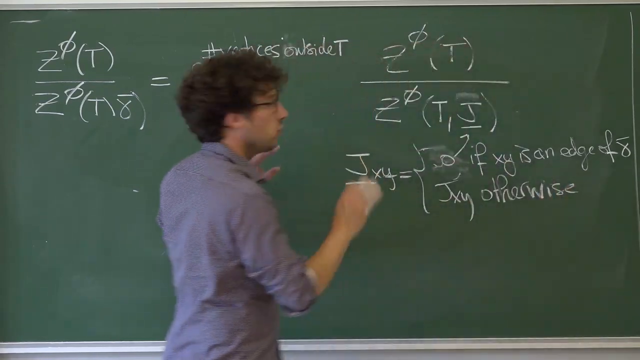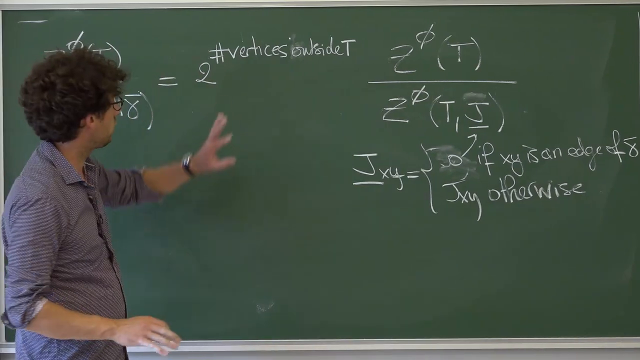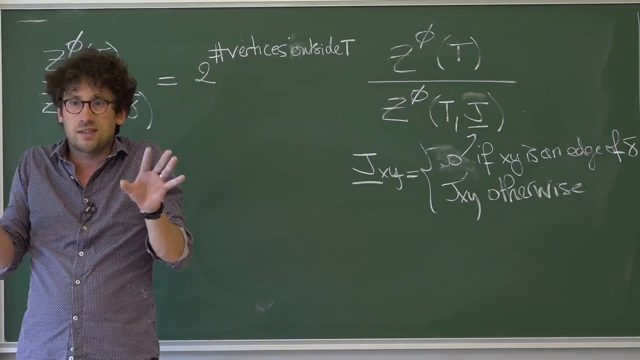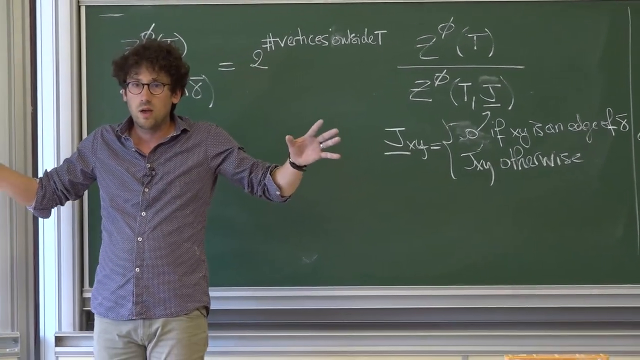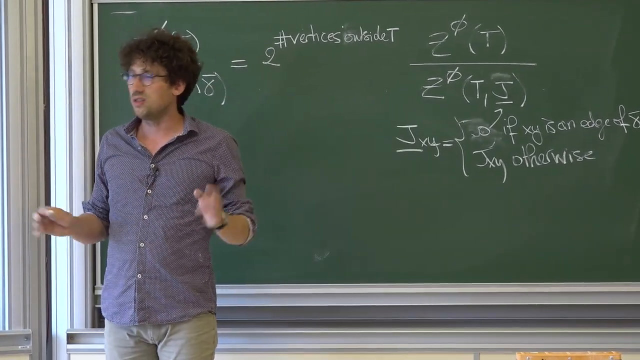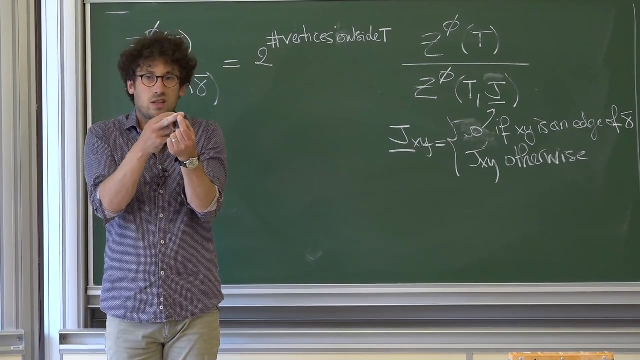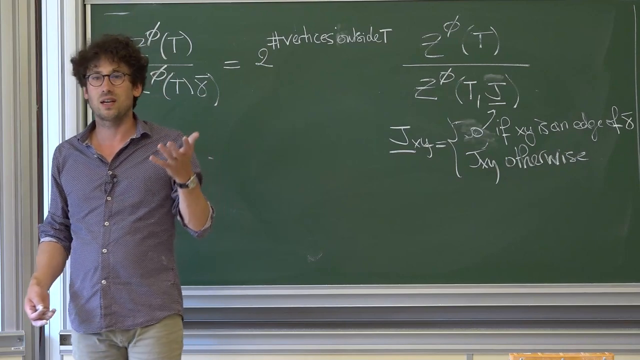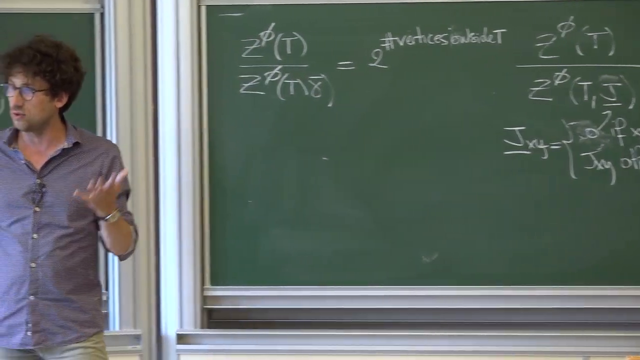But I mean, this thing can be understood as the Ising model on T, where I define coupling constant J, where Jxy is zero if xy is an edge of gamma bar and Jxy otherwise. So here I really didn't do anything smart. I just said, in fact, my Ising model on my smaller set, I can see it as an Ising model on the big set with zero coupling constants. It's just that there is this stupid thing that isolated vertices, they have two possible spins, so there is a factor 2 to the number of those vertices that you need to add.